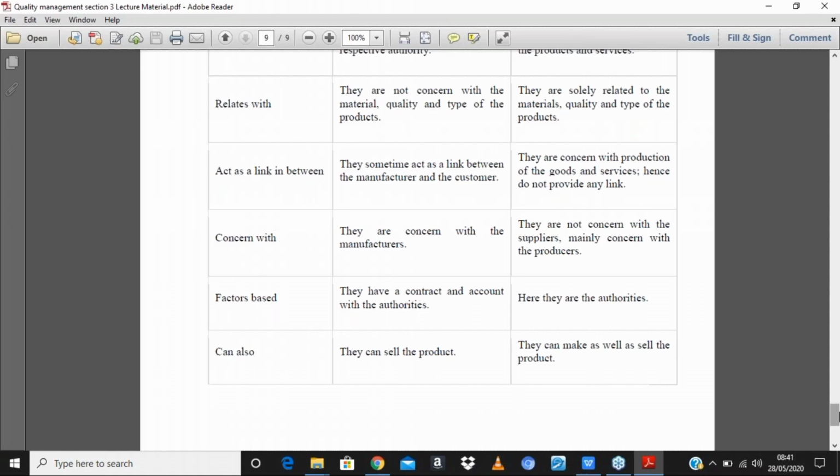So these are the differences. Suppliers are the ones who sell the product, and producers can make at the point of manufacture or production, to buy your goods directly.